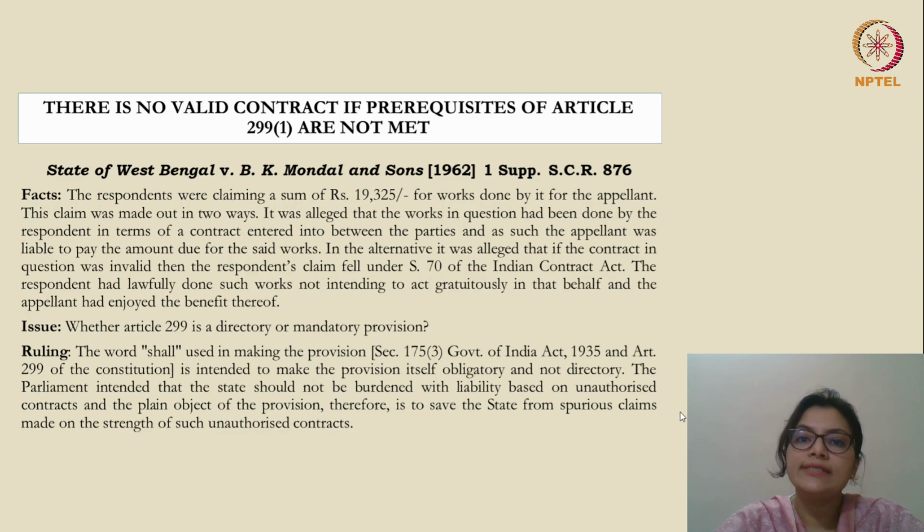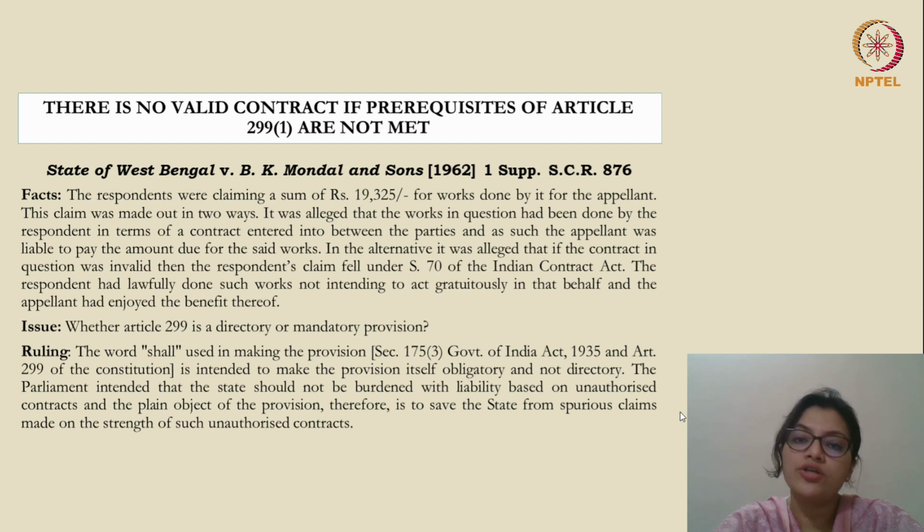The courts have generally taken a view that the provisions of Article 299(1) of the Constitution are based on public policy and for the protection of the general public. In a number of cases, the Supreme Court has adopted a very strict view of Article 299(1). That is to say, the Supreme Court has time and again held that the prerequisites laid down under Article 299(1) are mandatory and not directory, and they cannot be dispensed with.